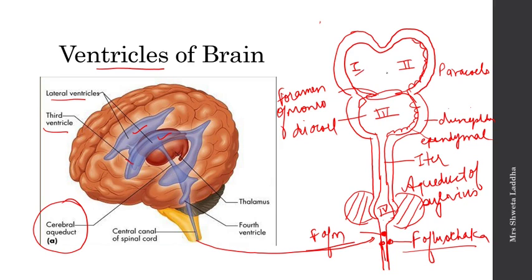So paracoel, the first and second ventricle in the cerebrum; foramen of Monro opening into the diocoel, the third ventricle; iter or aqueduct of Sylvius present in the midbrain, mesencephalon; and the fourth ventricle present in the medulla oblongata. So these are the ventricles of the brain, filled with CSF.